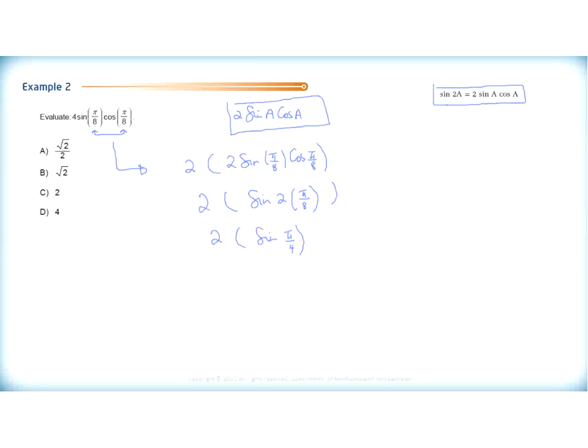Evaluating the expression as an exact value, the sine of pi over 4, you should recognize, is going to be root 2 over 2. Root 2 over 2 times 2 is simply root 2. Final answer is B. Again, I had to use my double angle identity for sine for this one. I had to rewrite the original expression as 2 times 2 sine pi over 8 cosine pi over 8.